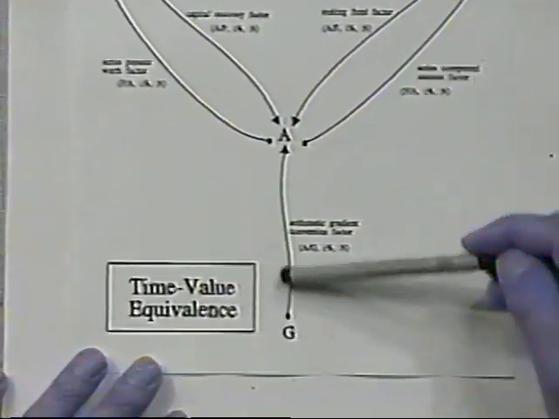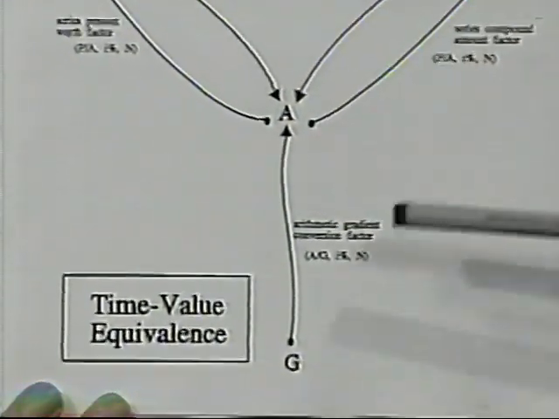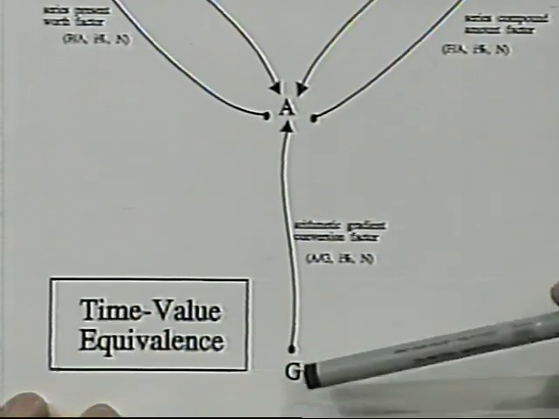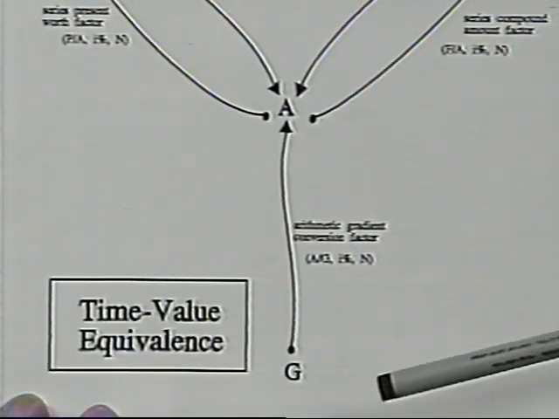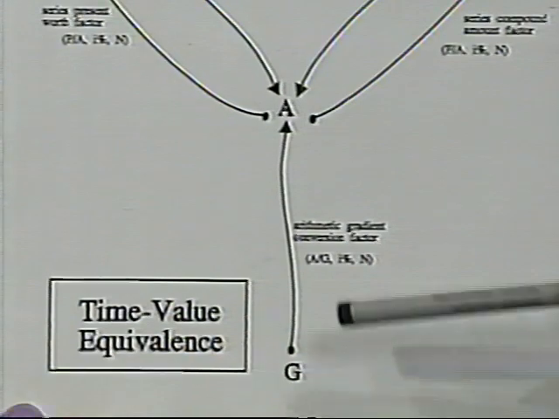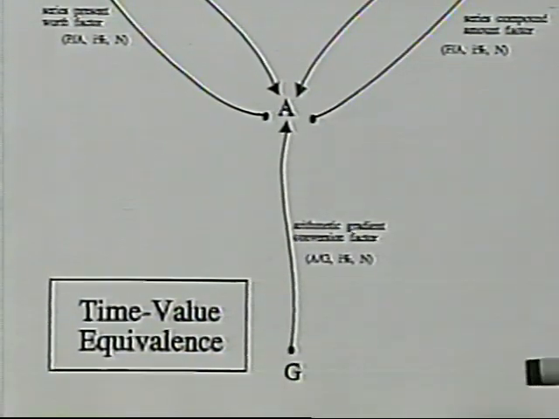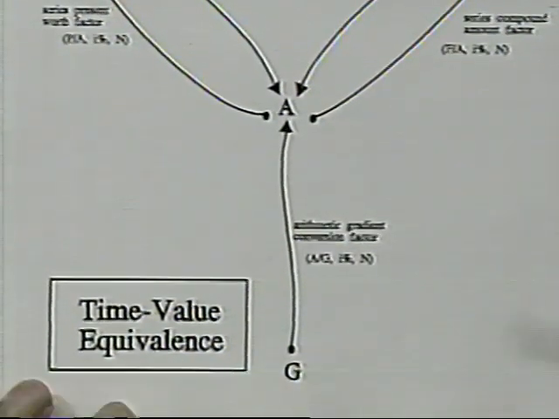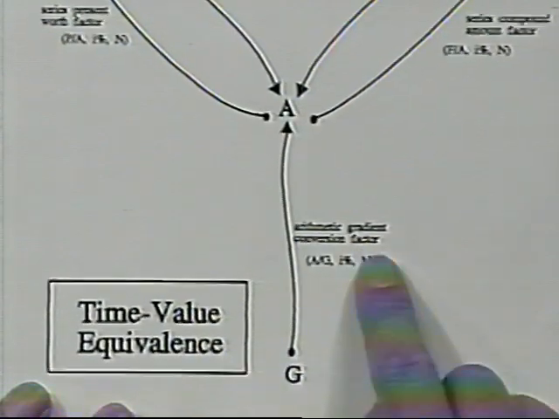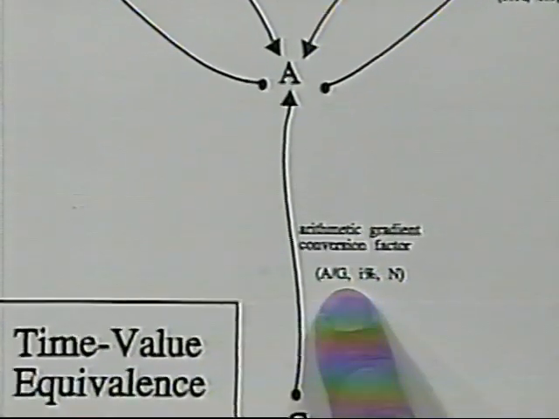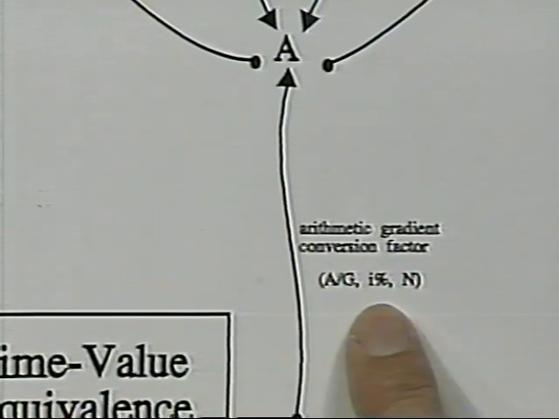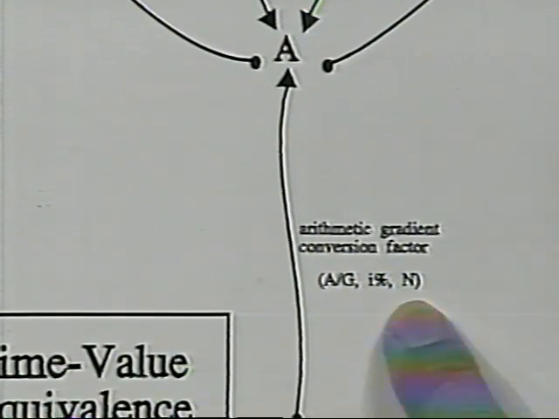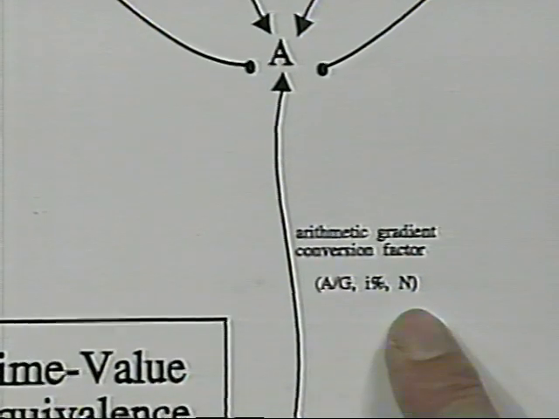You notice we only have one conversion factor. Between the other forms of payment we have two. Because by and large, people tend to go from a gradient to an annuity and very rarely the other way. So we just focus on that one direction conversion. So with the arithmetic gradient conversion factor, we're going from a gradient, G, to an annuity, A, at some interest rate, I, and involving some number of periods, capital N.